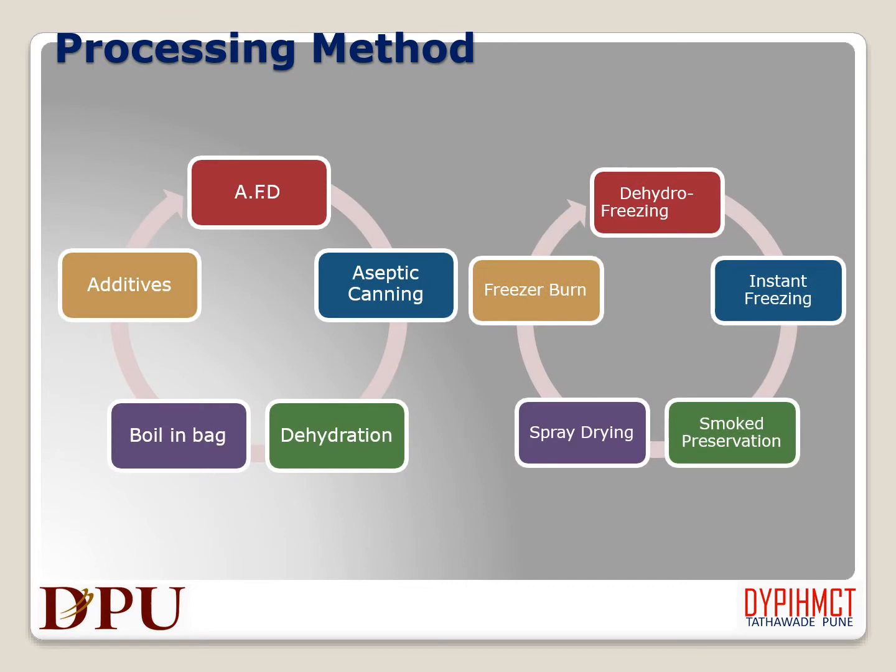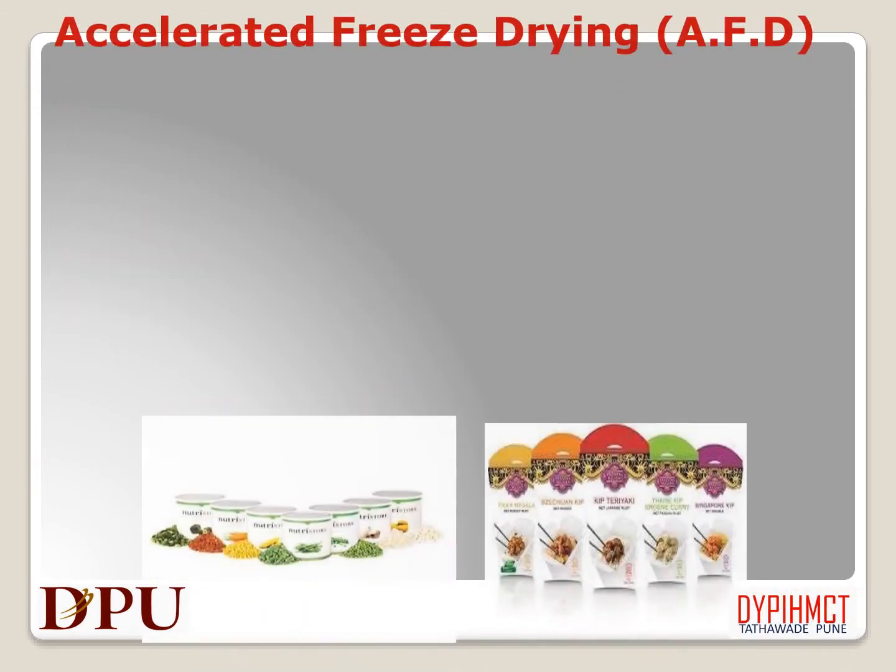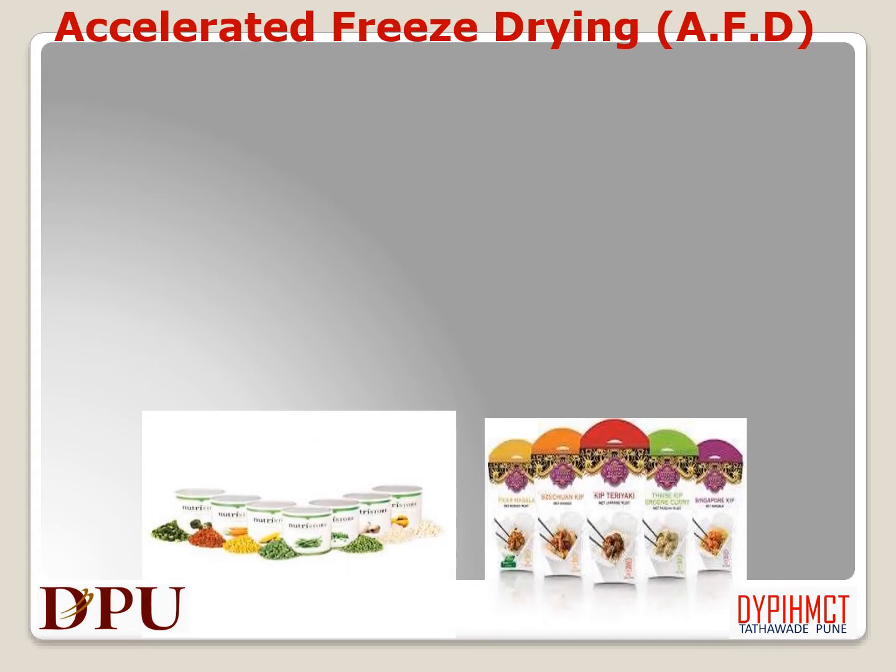In this slide we will talk about processing methods of convenience foods. The processing methods of convenience foods are: 1. Accelerated freeze drying. 2. Additives. 3. Aseptic canning. 4. Boil in the bag. 5. Dehydration. 6. Instant freezing preservation. 7. Preservation. 8. Smoked preservation. 9. Spray drying.